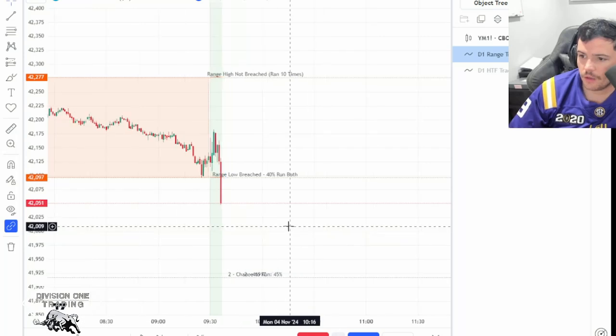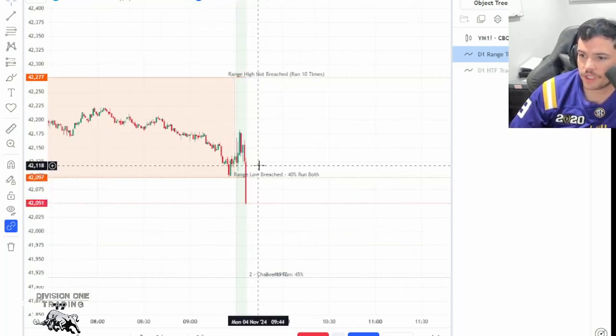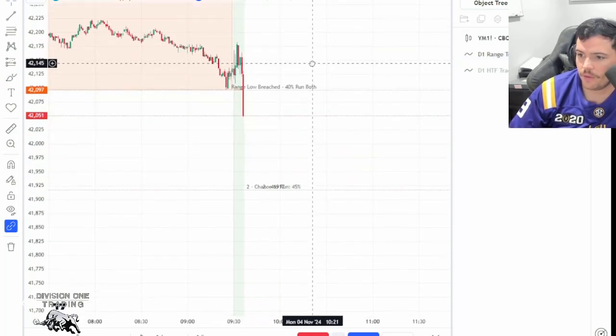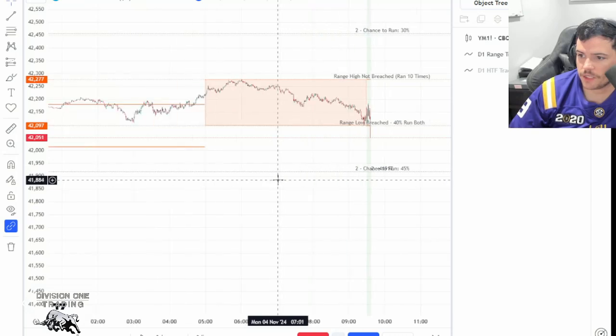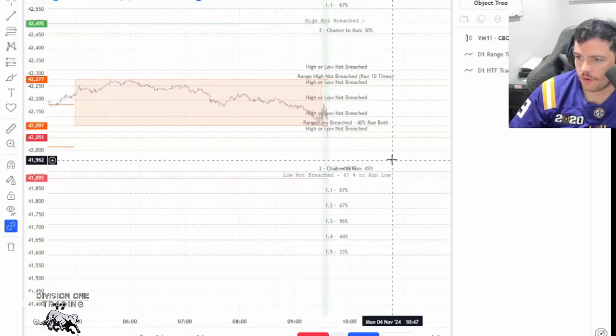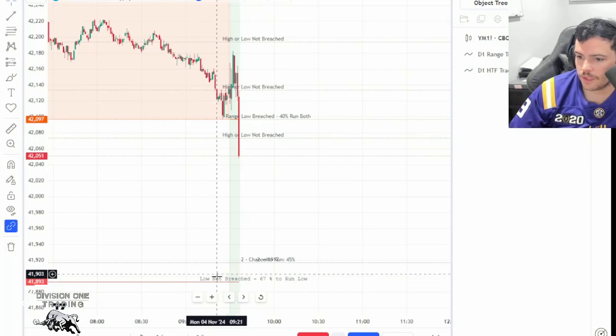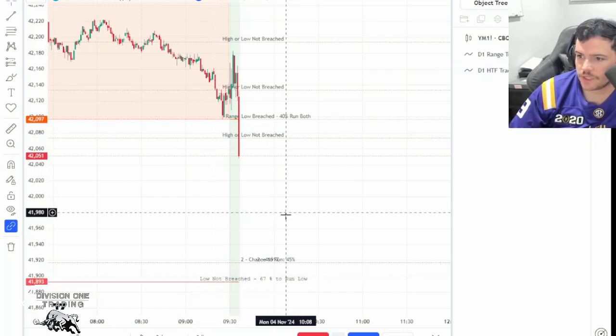So we trigger the low. We know we have about a 40% chance to run the high. Now, we have about a 60% chance that it doesn't. So in the event, kind of like I've already seen in hindsight, but in the event that it goes bearish, look at this. Low not breached, 67% chance to run the low.